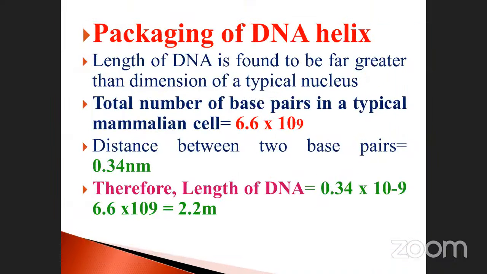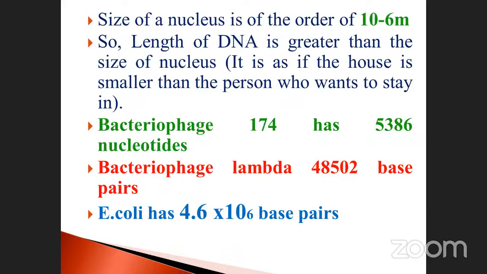Another one is packaging of DNA. The total number of base pairs is 6.6 into 10 to the power of 9. The distance between two base pairs is 0.34 nanometer. Therefore, for the length of the DNA, you multiply these two and you get 2.2 meters. Okay. This is very, very important. And size also varies depending upon the length and nucleotides.